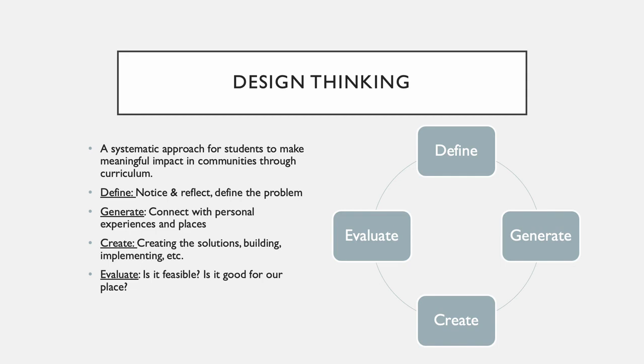The next one is design thinking. So this is a systematic approach for students to make meaningful impact in communities through curriculum. So there are a number of different ways that this could be implemented. But again, this also has four kind of major pillars to this idea. Define, so notice and reflect, define the problem. Generate, connect with personal experience and places. Create, creating the solution, building and implementing. And evaluate, is it feasible?